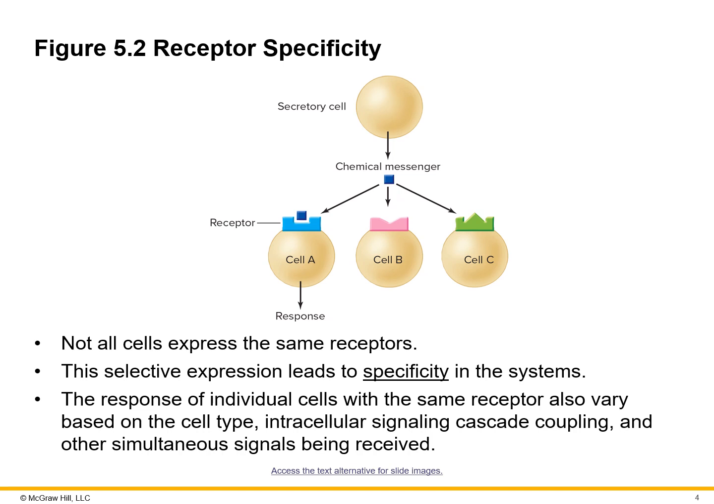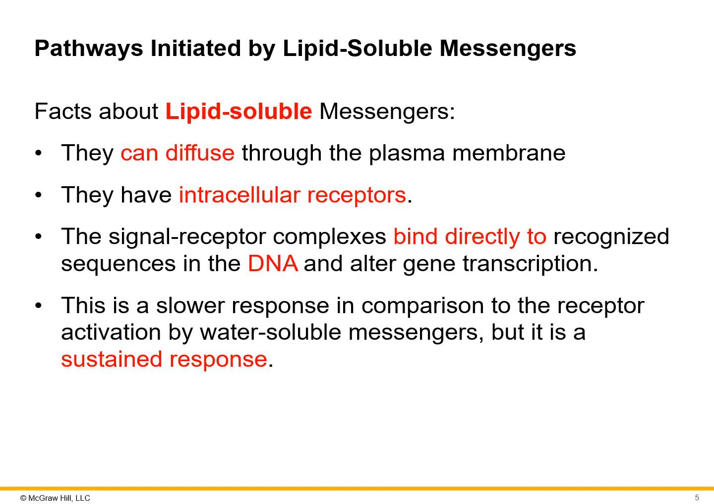So if you want a response out of this type of cell, a different type of secretory cell is going to have to put out a different chemical messenger or hormone that could fit the shape of this particular protein. Okay, so there are a lot of different signal transduction pathways then.